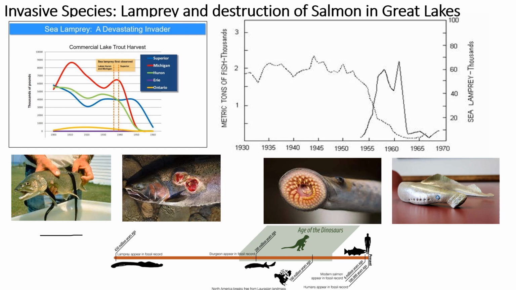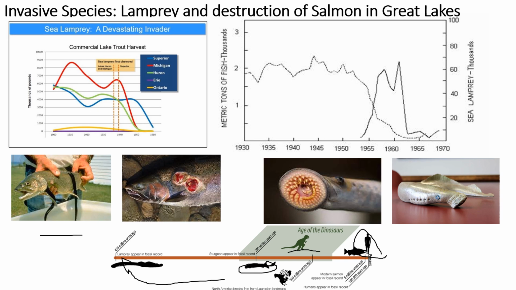These only lived in the ocean until they opened the St. Lawrence Seaway into the Great Lakes, and they invaded the Great Lakes and decimated the lake trout and salmon industry. To show you how old they are, here is the age of man, age of dinosaurs. This was the first ancient fishes. Lampreys were around this far back.